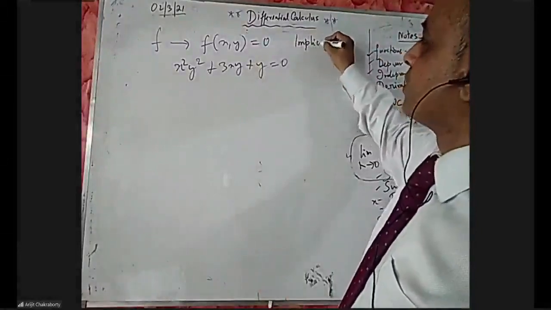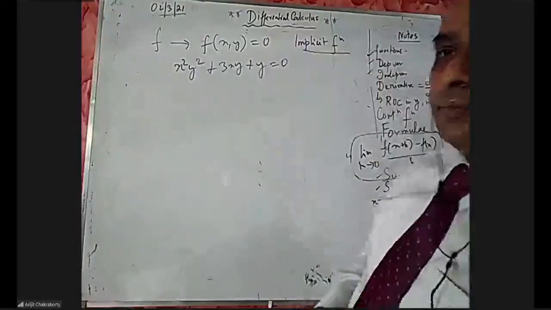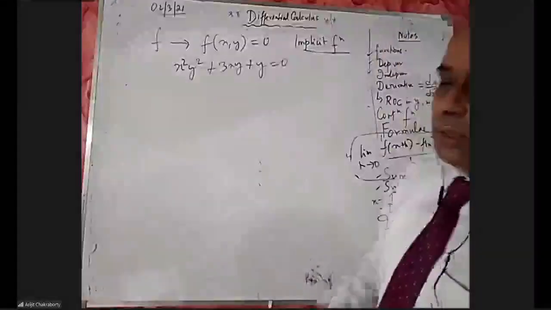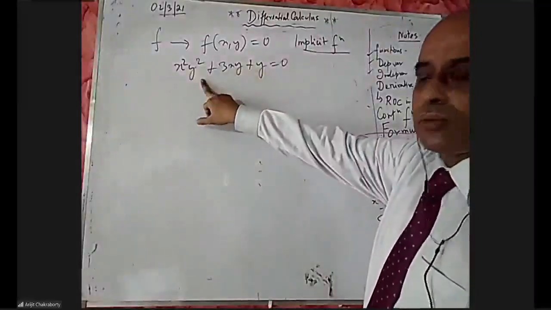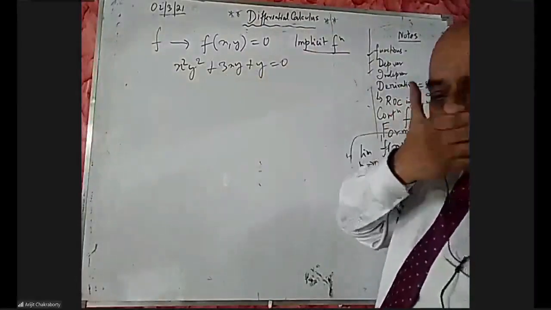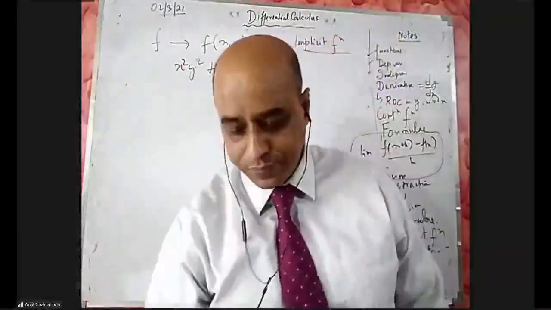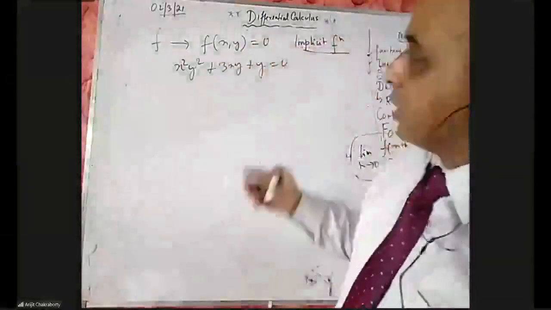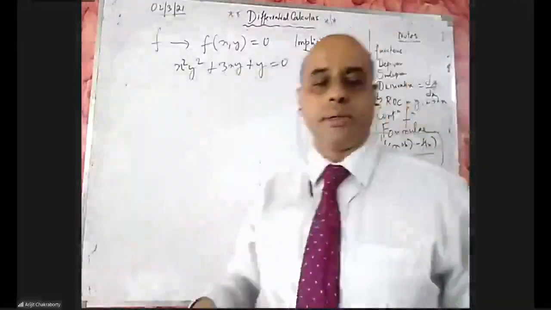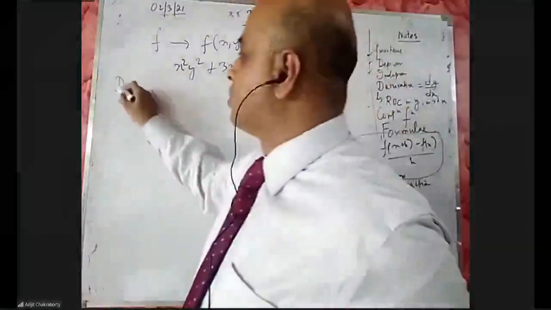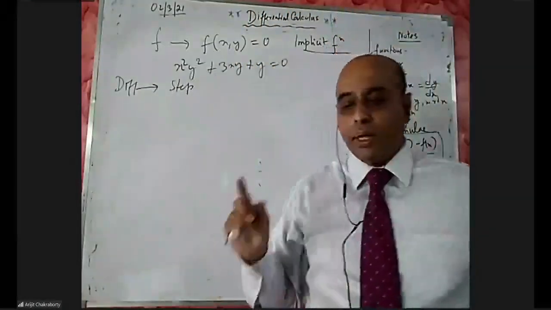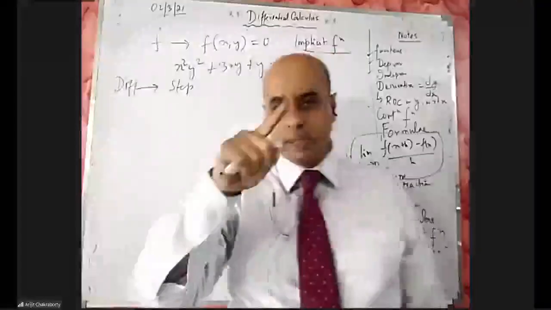Implicit function. We'll try to find it out. So our question is x square y square plus 3xy plus y equal to 0. We have to find out what is dy by dx. Now, you can see the first expression is a product. Again, 3xy is a product. So now we will differentiate. The step is now differentiating x square into y square. So it is of the form uv.